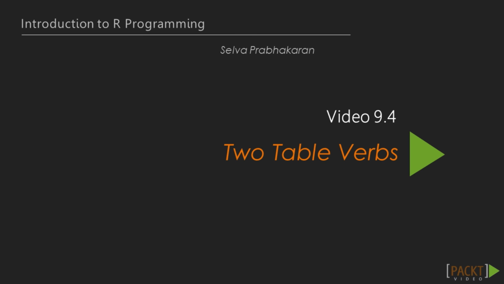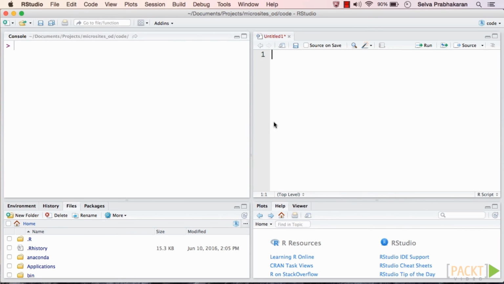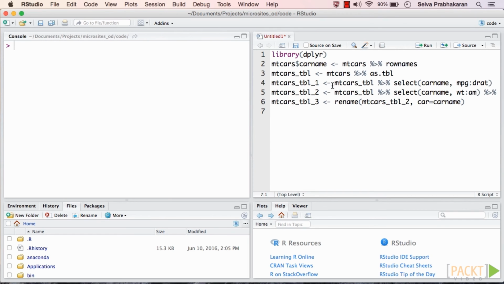In the previous video, we learnt functions that dealt with one table at a time. In this one, we learn functions related to joining 2 tables. We learn how to deploy the 4 types of join operations, namely left join, right join, inner join, and full join. Let's first create the tibbles we will later join from the empty cars dataset.